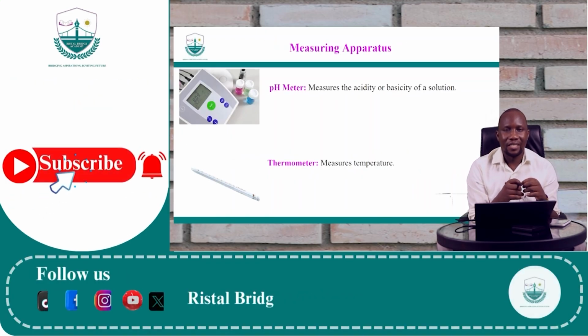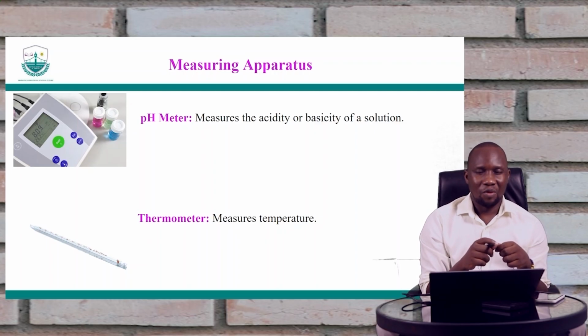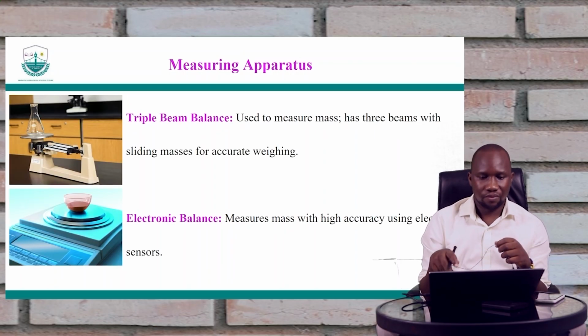pH meter. You look at what pH is. pH is about the degree of acidity and alkalinity of a substance. That's what we call pH. We can measure pH using a pH meter. Okay, using pH meter. Thermometers for measuring temperature.